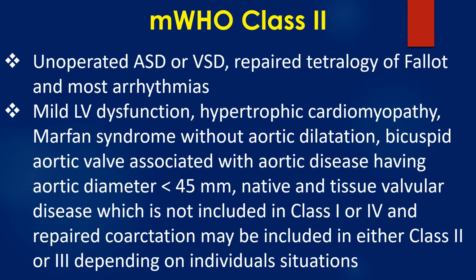Class 2 includes unoperated ASD and VSD, repaired tetralogy of Fallot and most arrhythmias, mild left ventricular dysfunction, hypertrophic cardiomyopathy, Marfan syndrome without aortic dilatation, bicuspid aortic valve associated with aortic disease having diameter less than 45 mm, native and tissue valvular disease which is not included in class 1 or 4, and repaired coarctation may be included in either class 2 or 3 depending on individual situations.